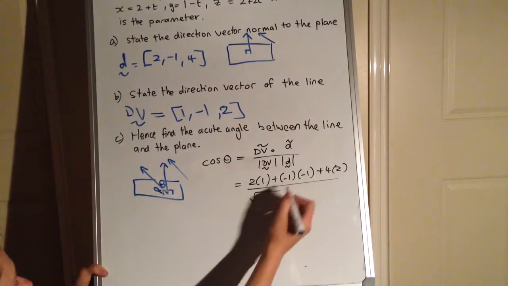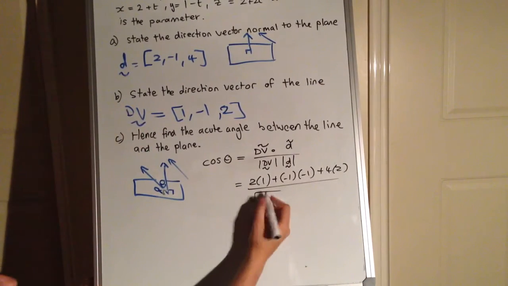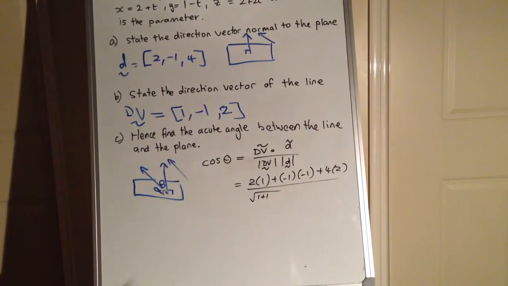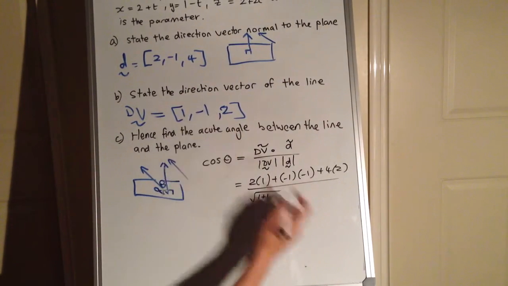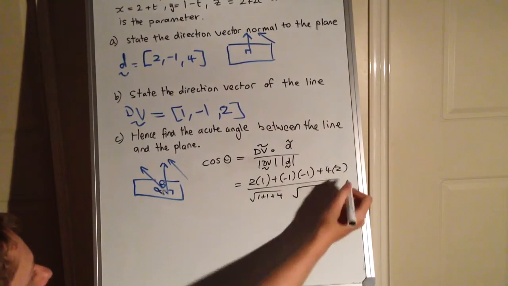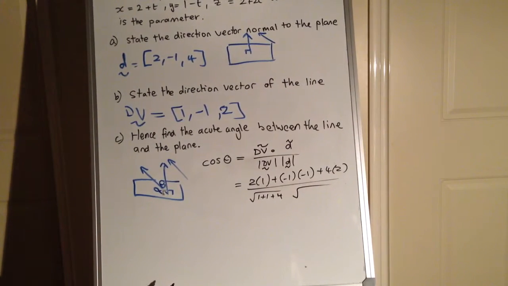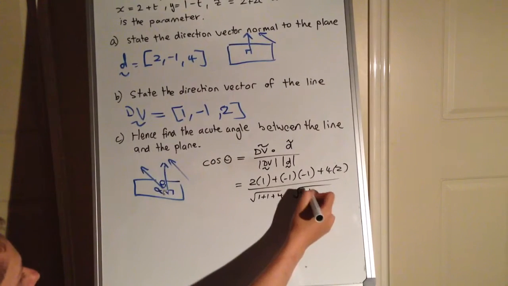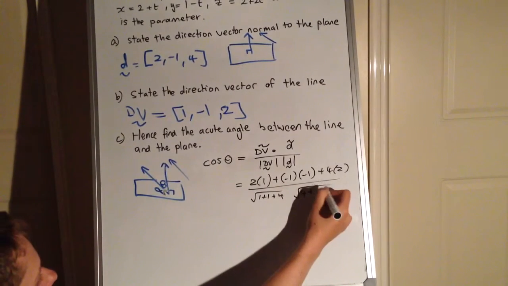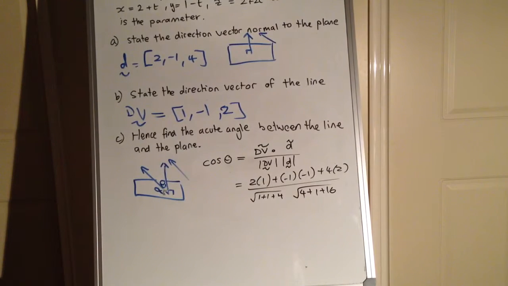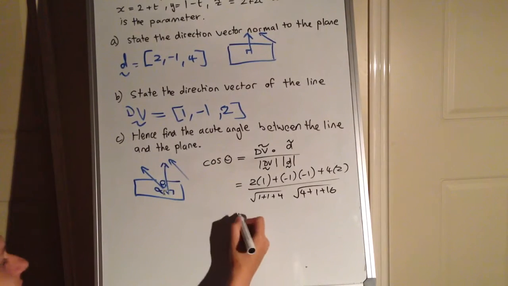So for dv, we're obviously going to have 1 squared, which is just 1, plus 1 squared again, which is just 1, plus 2 squared, which is 4. And then that's going to be multiplied by the magnitude of the normal vector, and we know that 2 squared is going to be equal to 4, that 1 squared is still going to be equal to 1, and we know that 4 squared is going to be equal to 16. Now we can start our simplification on our quest to find theta.